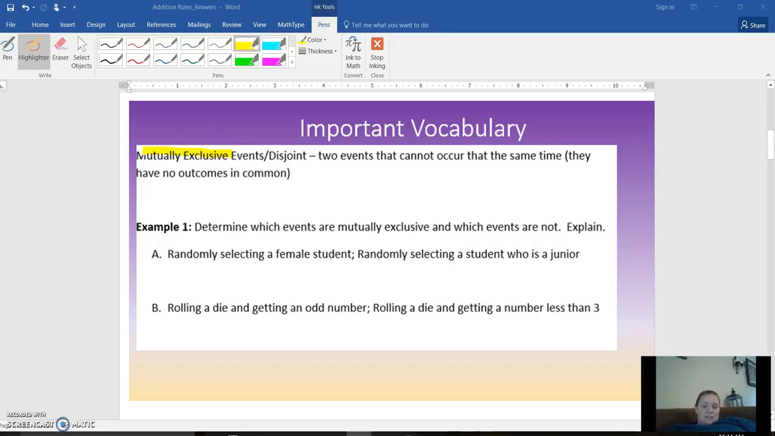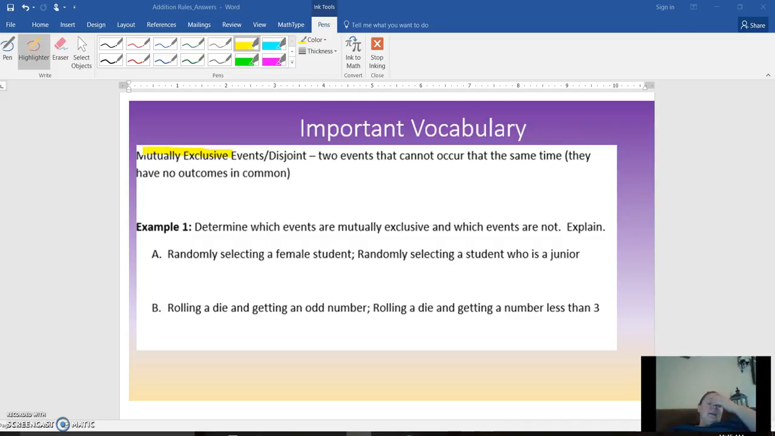mutually exclusive events, and that means two things that cannot occur at the same time. I cannot write with my right hand and my left hand at the exact same time. It will not turn out legible.